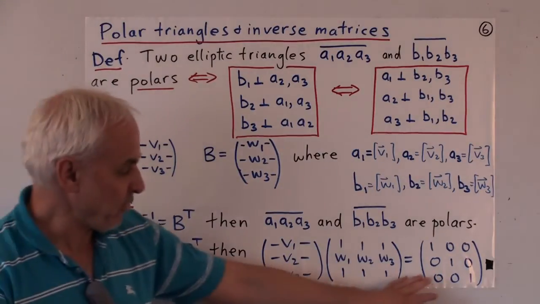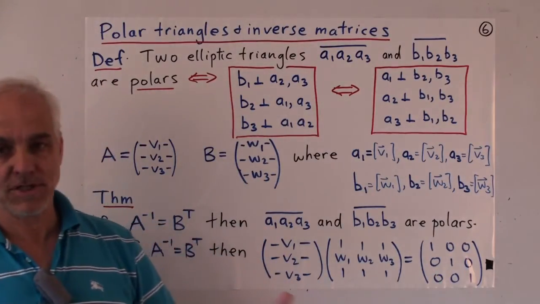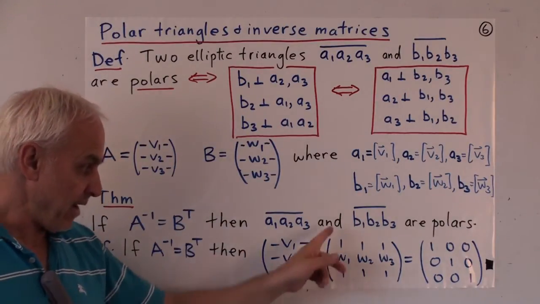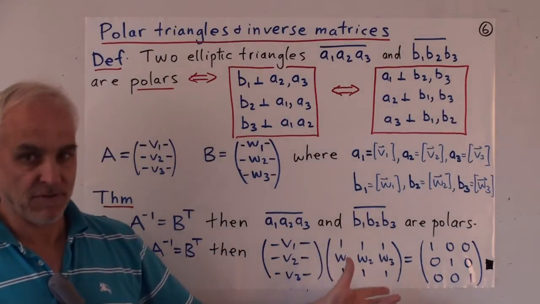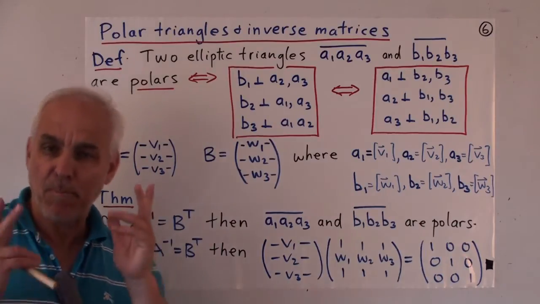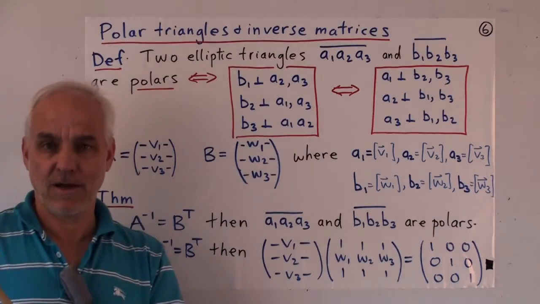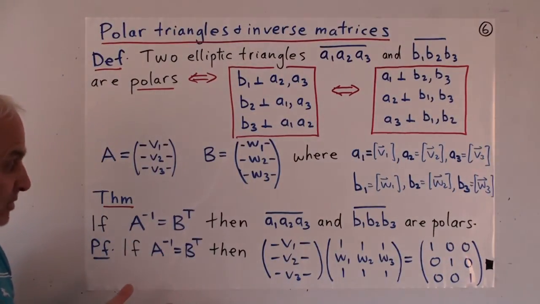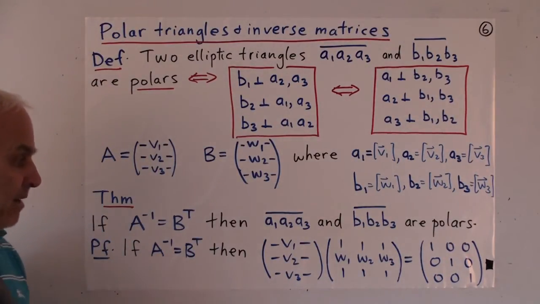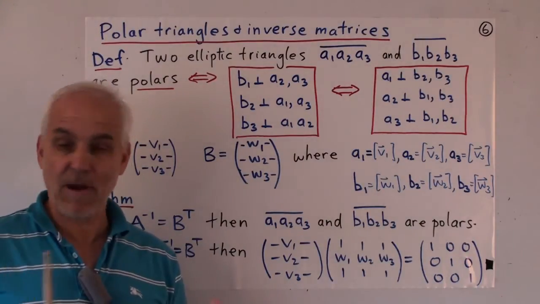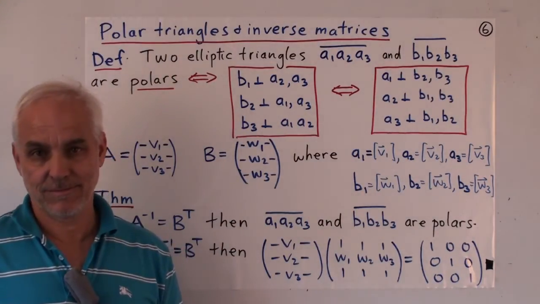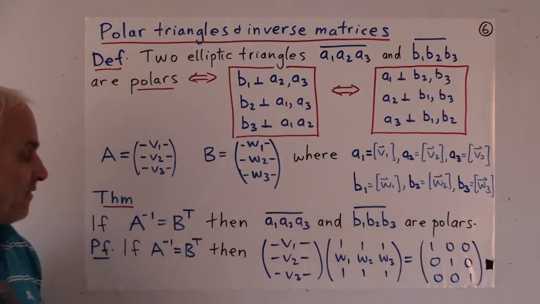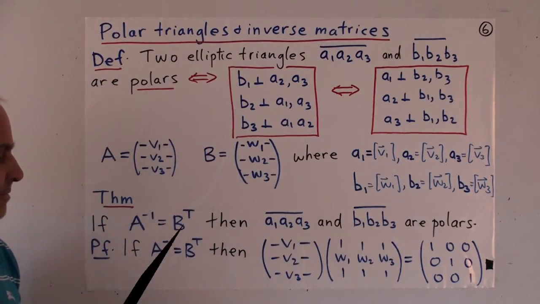So this matrix product of getting the identity exactly encodes the information that these three vectors and these three vectors, or the transpose of those vectors, are polar elliptic triangles. That's another way of thinking about what matrix inverse is representing geometrically. It can be a very useful way of thinking about the inverse of a matrix.